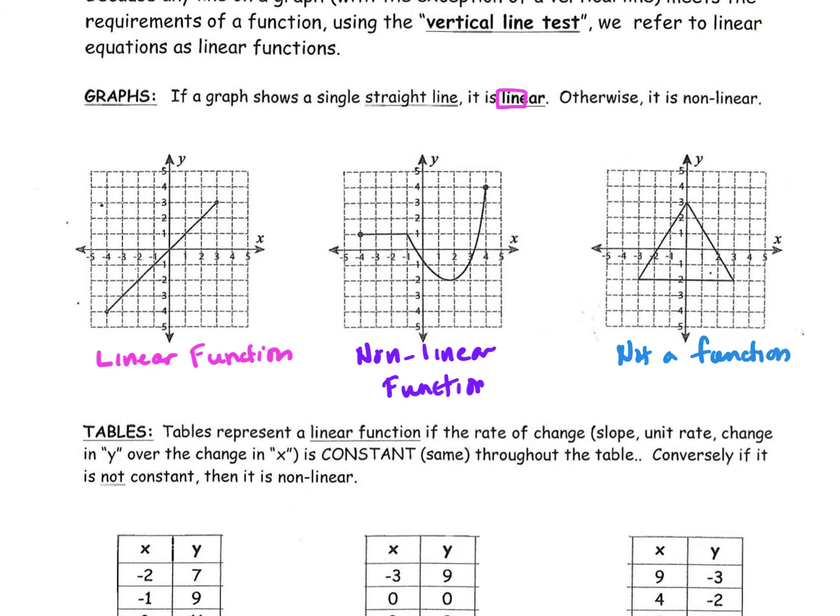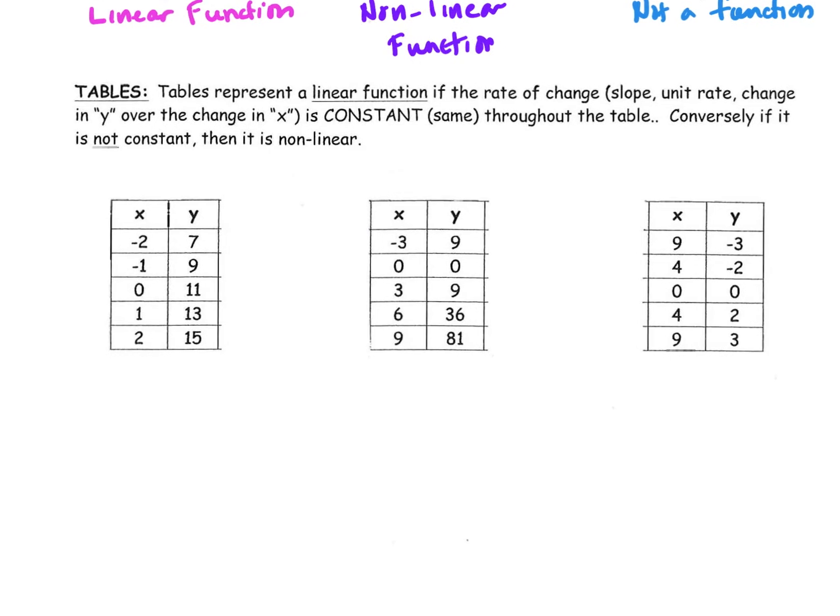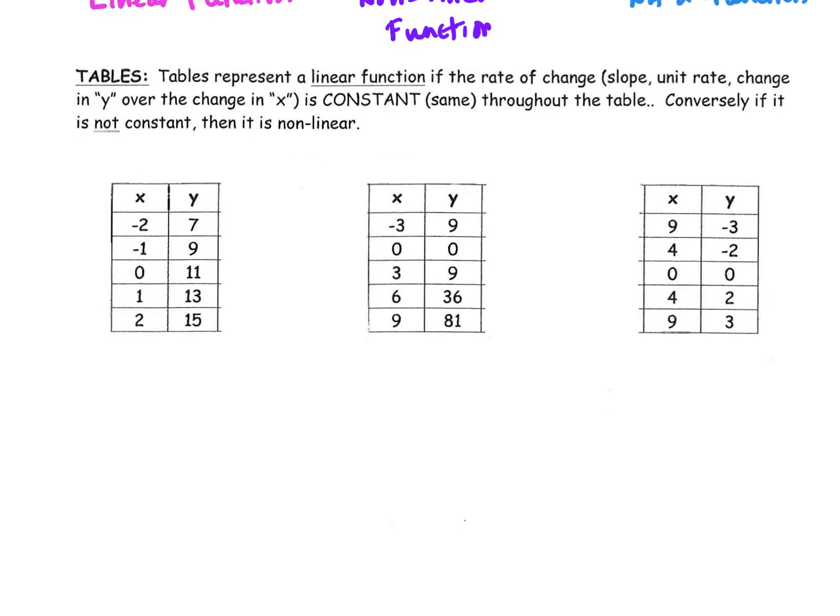All right, let's move on to the tables. Tables represent a linear function if the rate of change, known as the slope or the unit rate or the change in y over the change in x, is constant or the same throughout the table. Conversely, if it's not constant, then it's non-linear. So let's look at this first table.